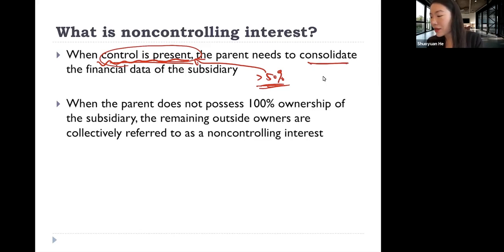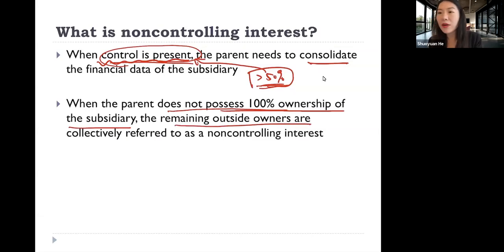And when the parent does not have 100% ownership of the subsidiary, the parent can have control as long as, according to the FASB's criteria, the parent has more than 50% ownership of the subsidiary. Usually the control is present and we need to do consolidation. So it doesn't need to be 100% ownership. It can be 60, it can be 70, it can be 80. Under all of these situations, control is present. We need to consolidate.